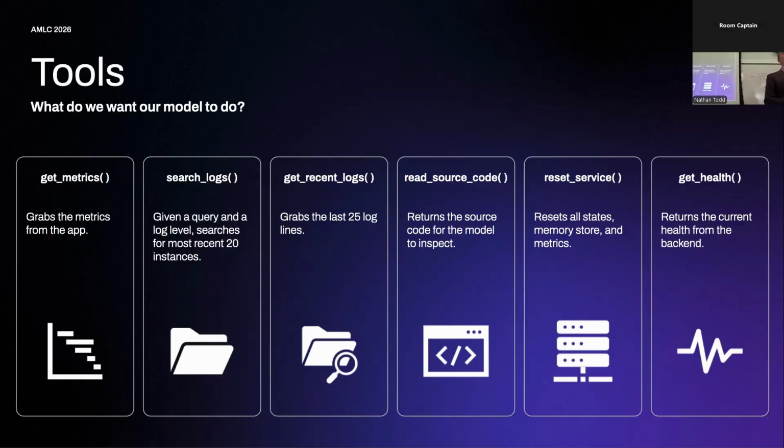This one's important because it is a mutating tool. It's actually going to change the state of our application, so we need to be careful with that tool. And then lastly, get health. This is just to make sure the backend is even on to begin with. If it returns anything other than a 200-level response, we want to think about how to fix that, or maybe that's an error in and of itself: the application's offline. So these are the tools.